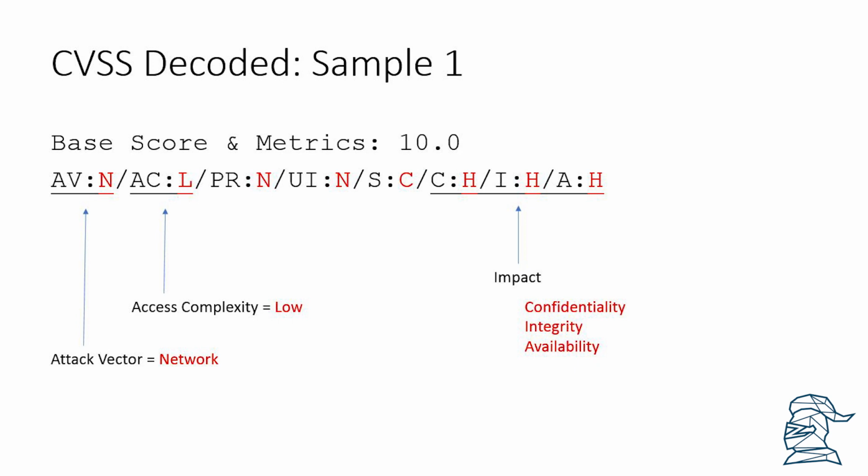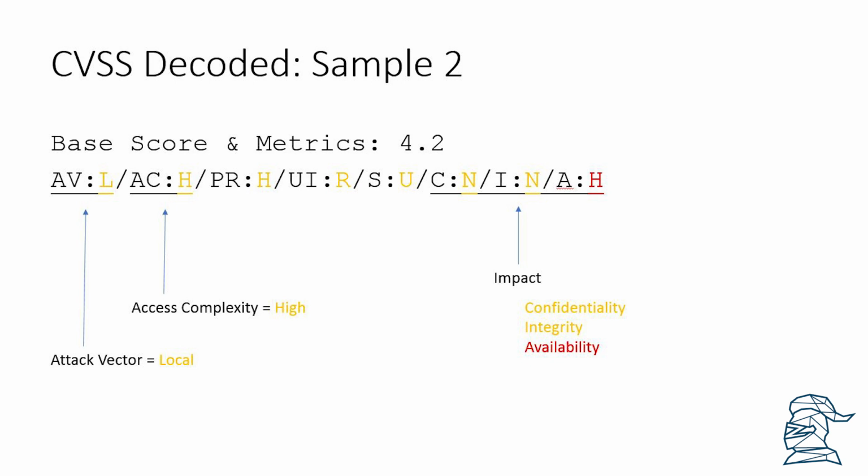Then if we look over at the confidentiality, integrity, and availability, they're all high. So the confidentiality of data on your system is put at risk, the integrity of your system is at risk, and the availability of your system is at risk. With this type of vulnerability, you may have mitigations in place such as a firewall or intrusion prevention system.